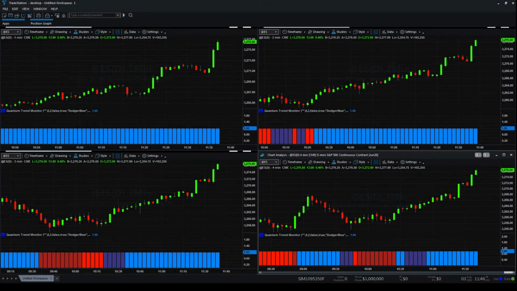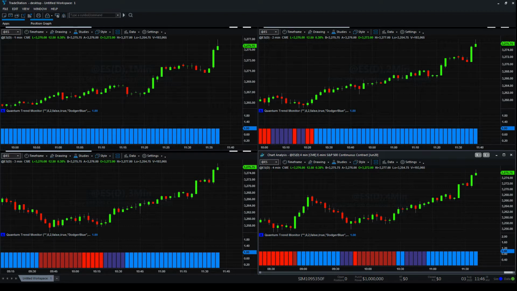This is another example of running the trend monitor, and I've really recorded this just to highlight the color changes that you will see. Whatever time frames you're using, this is on a very fast time frame. I've got the 1 minute top left, 2 minute top right, 3 minute at the bottom left, and then 4 minutes on the bottom right.